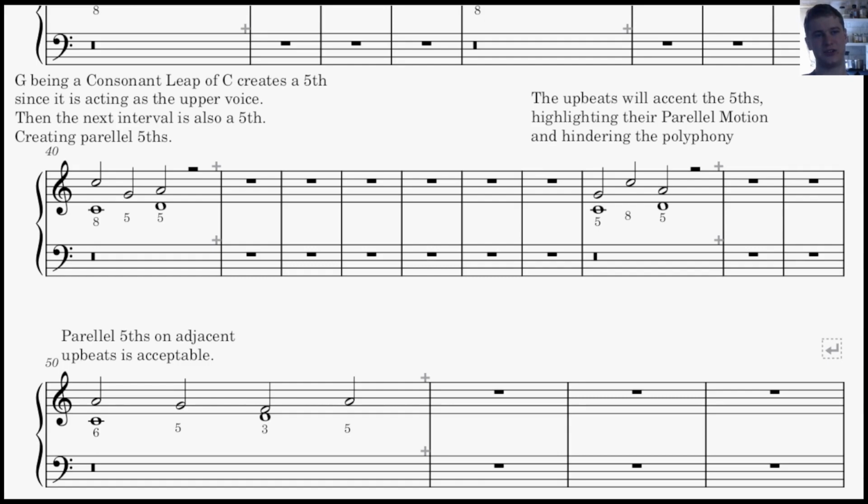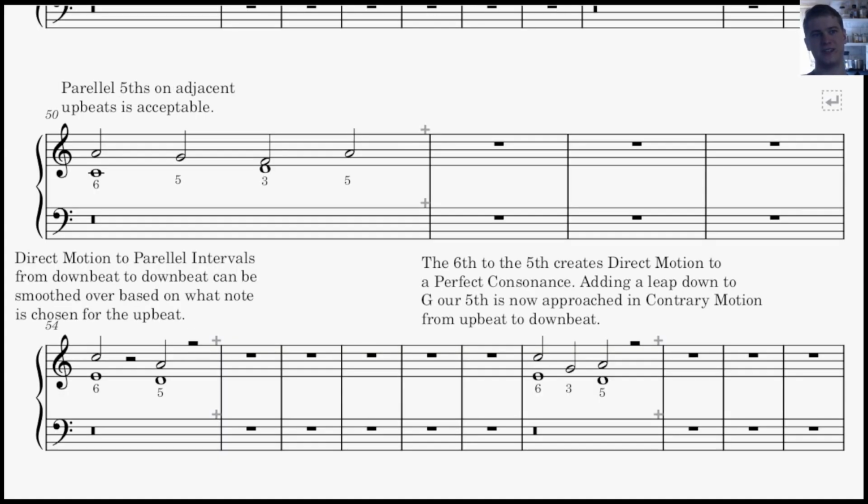However, everything changes when we look at upbeats. Parallel fifths and octaves are permitted when used between adjacent upbeats. Their position in the weak spot of the meter draws them away from the listener's attention. So if you're writing counterpoint for 2-to-1 and you need to use fifths, then you can use them on every upbeat of a phrase, and this will take away from the parallel fifth sound.